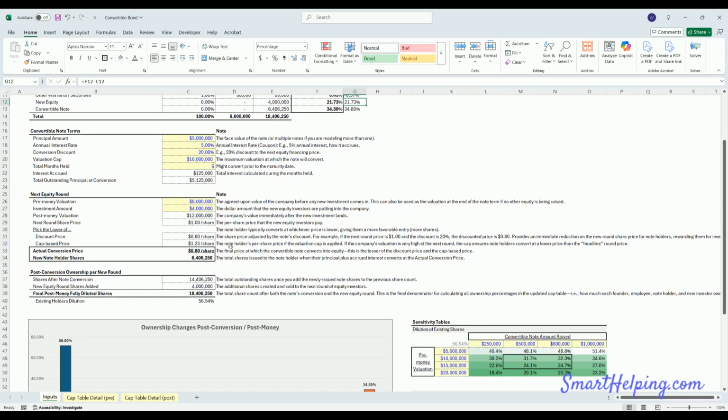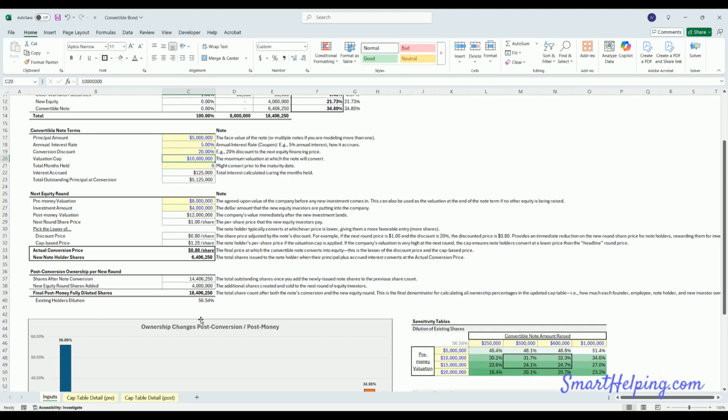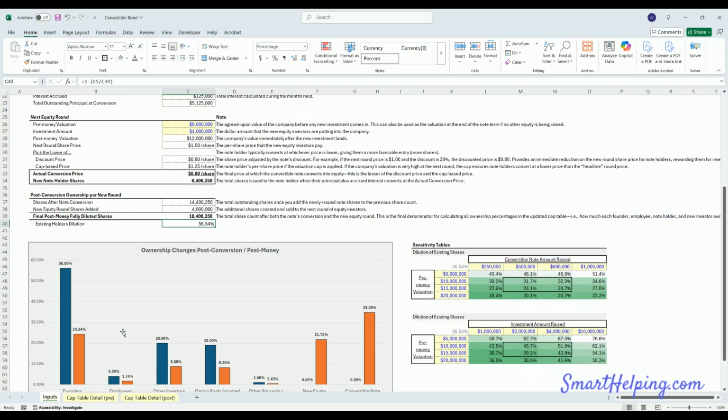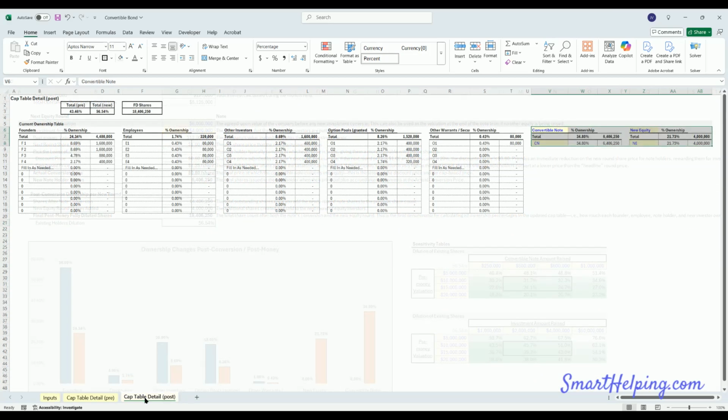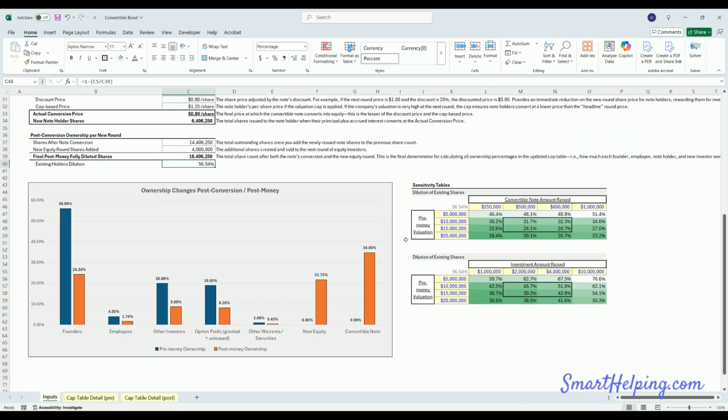So all these calculations are automated. All you have to do is update these cells in yellow per your situation, and everything else auto-calculates. At the bottom here, we're showing the total shares added, the new final share count, and the existing holder dilution. And like I said, the cap table post is going to show you each entity and what is going on after either the convertible note has converted or the new equity is raised, or both, and what the cap table looks like afterwards.